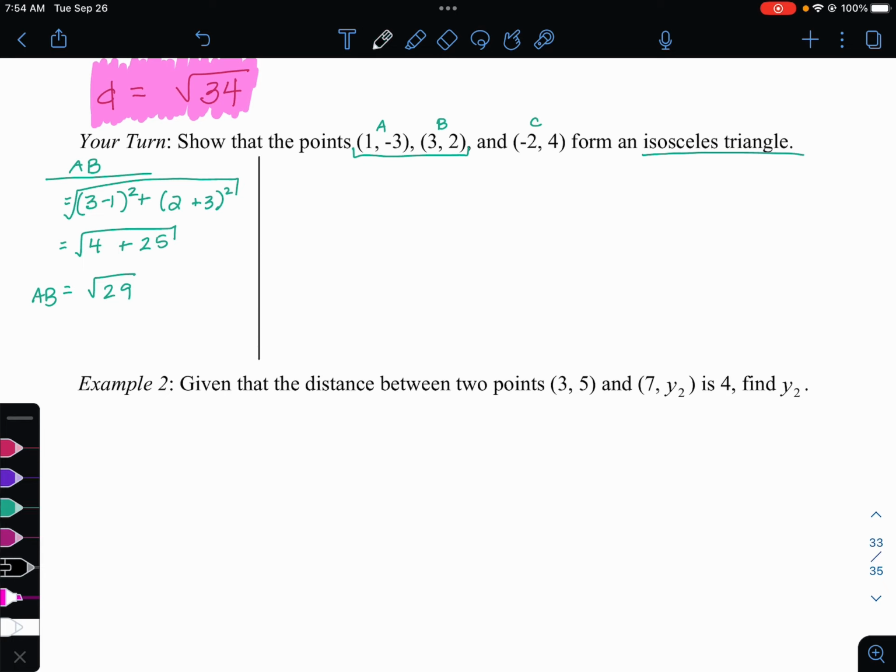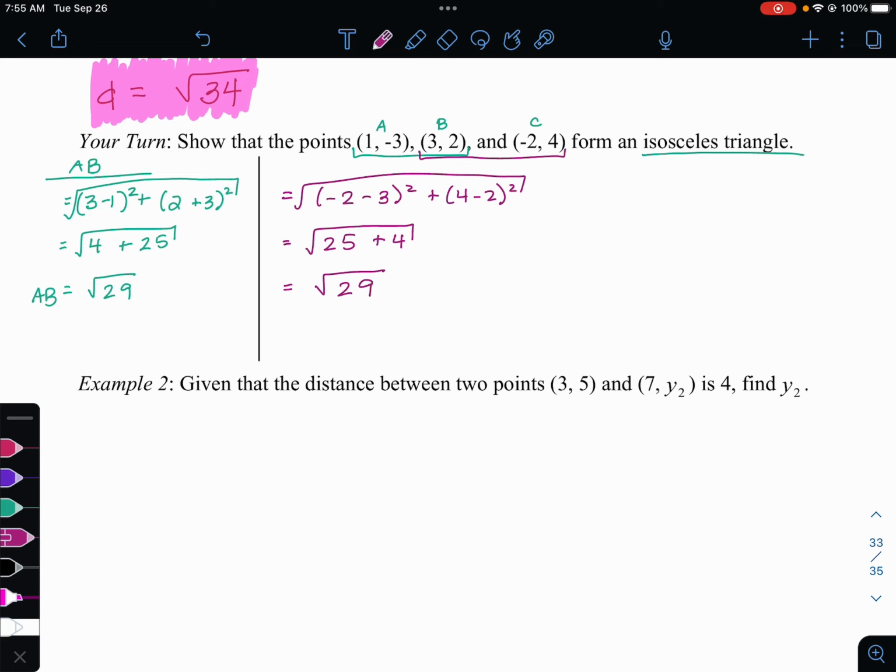Okay, next I'm going to do B to C. So I'm going to do these 2. So again, distance formula, negative 2 minus 3 squared plus 4 minus 2 squared. I get a negative 5 squared, which is still a positive 25. 4 minus 2 is 2. 2 squared is 4. So I get the square root of 29, and that is for B to C. So far I have 2 sides the same, but we can't stop here.